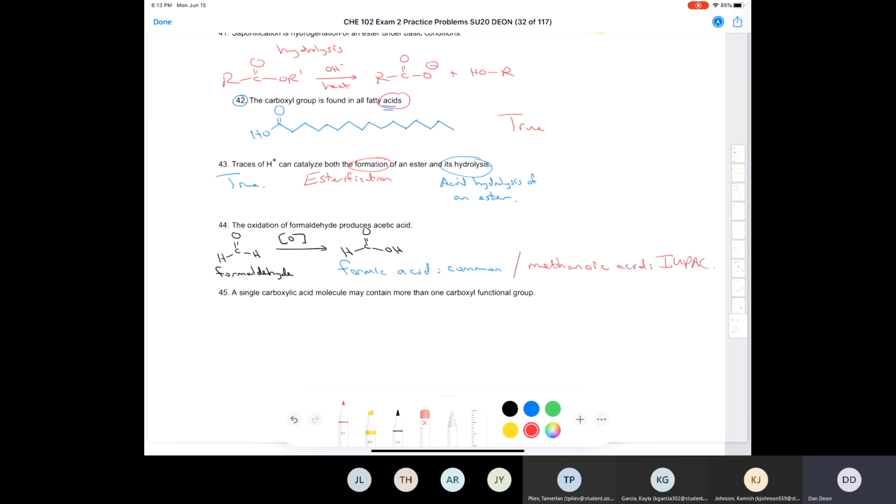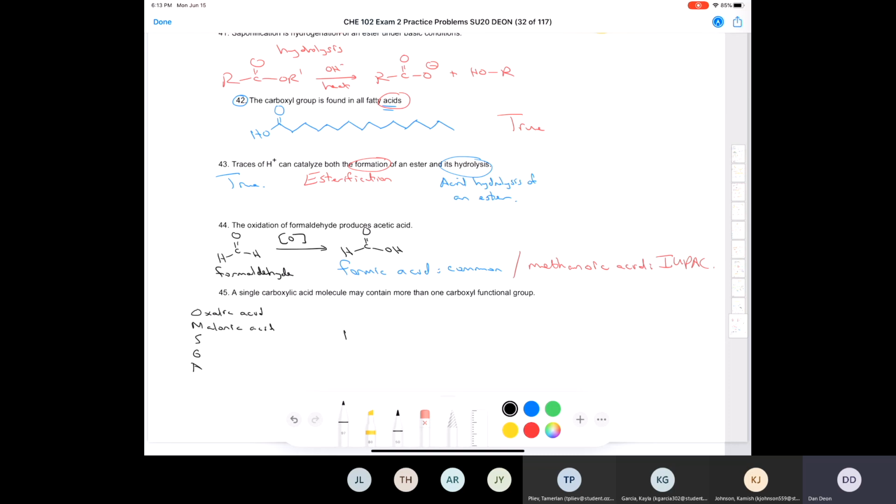Okay, a single carboxylic acid molecule may contain more than one carboxyl functional group. Well, that's true. We looked at all kinds of examples. We looked at oxalic acid, malonic acid, succinic acid, glutaric acid, adipic acid, so on and so forth.